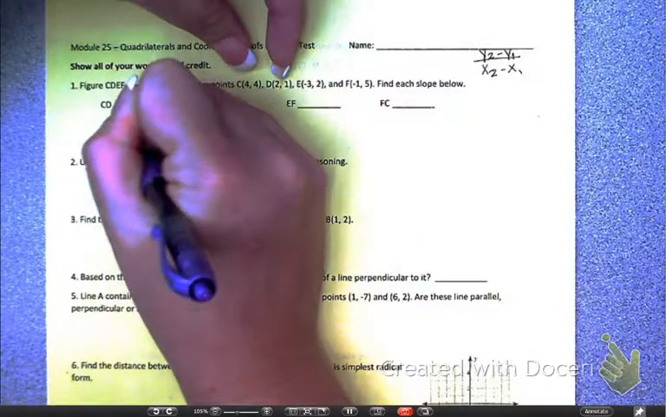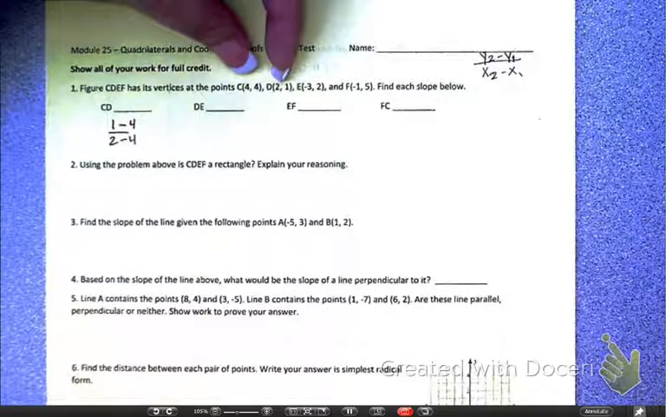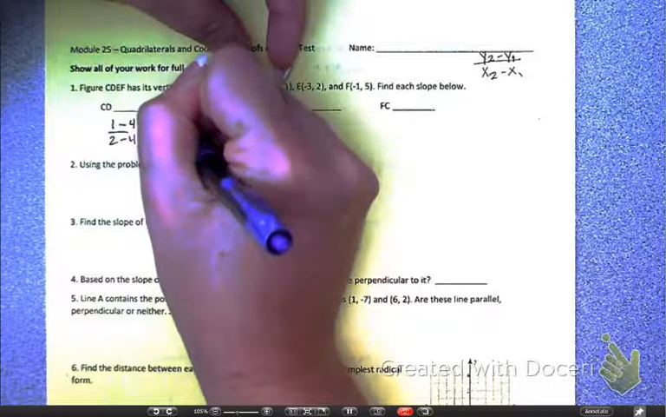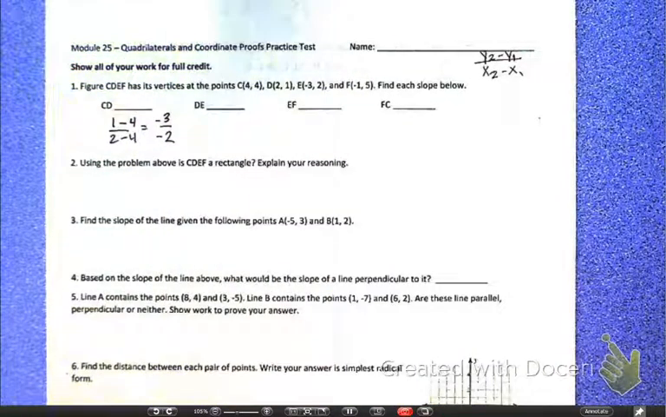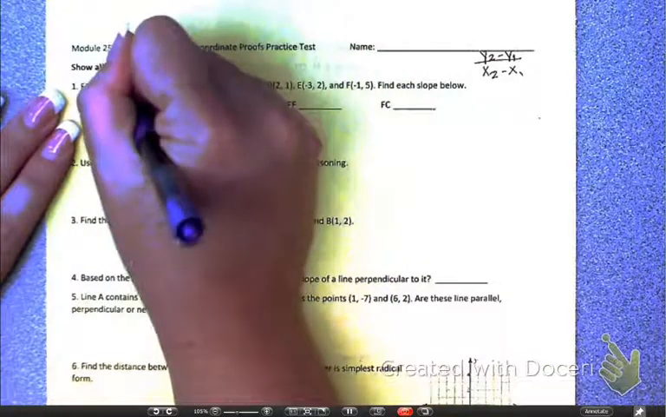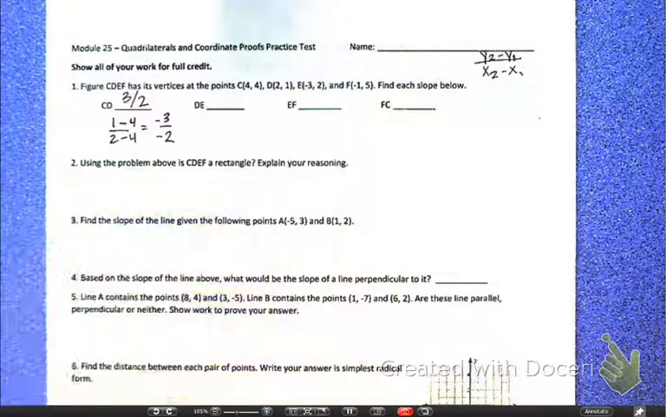I should see this work on your paper for your test tomorrow. Okay, you're not doing this in your head. That gives me negative 3 over negative 2. What is negative 3 over negative 2? Positive 3 over 2. So my slope for CD is 3/2.